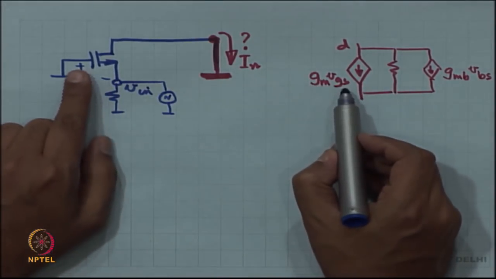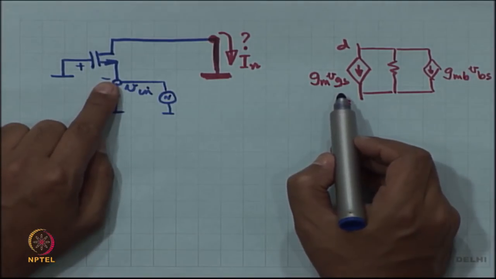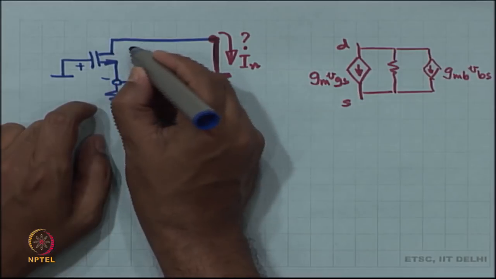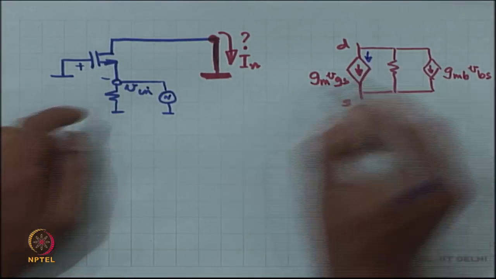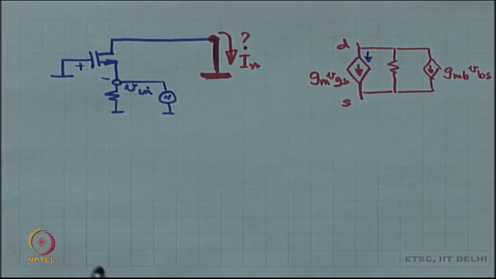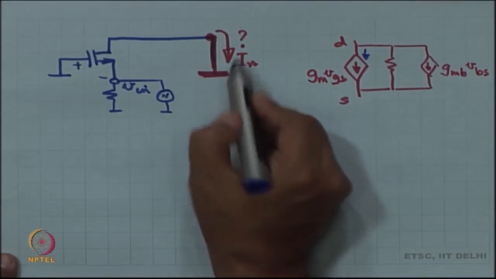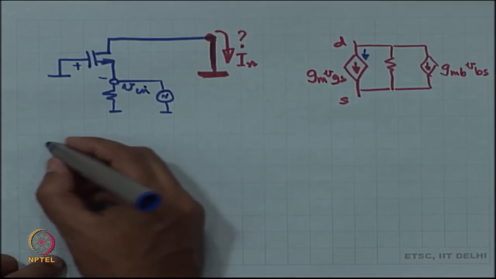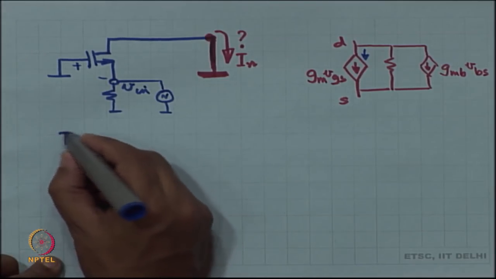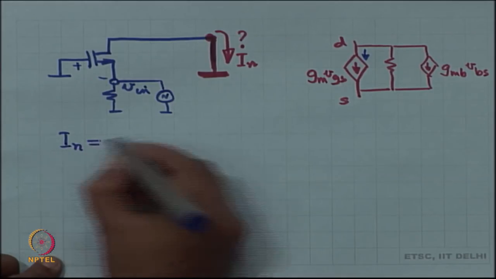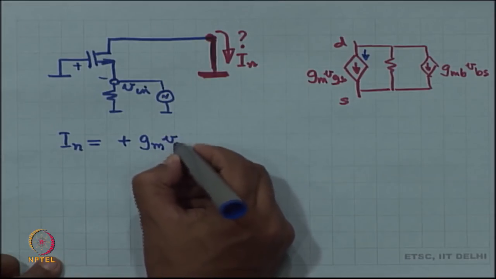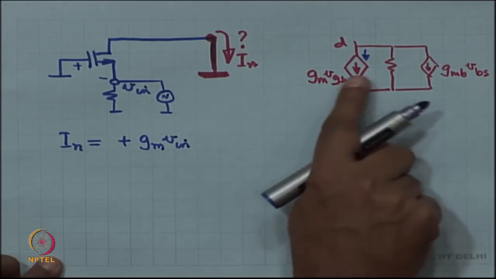So, GM VGS, VGS is equal to minus V in, means that the current drawn by the MOSFET through this branch is minus GM V in. So, the current pushed outwards is going to be plus GM V in. So, I am going to try to write I n by inspection. So, this is the portion because of GM VGS.